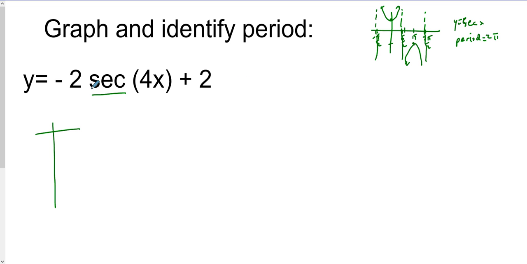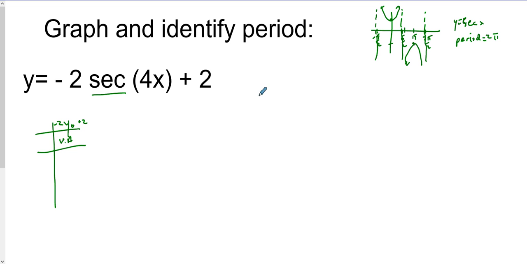So what does that mean for our little transformation here? Well, let's think about what's happening. First off, all of our y values on this secant graph are being multiplied by negative 2. So all the original ones are being multiplied by negative 2, and then we're adding 2 to them. So what does that mean? If we start with this vertical asymptote, a vertical asymptote just stays a vertical asymptote. Nothing really changes unless you're moving it right or left. It just stays the same, and so we're going to be staying right there.